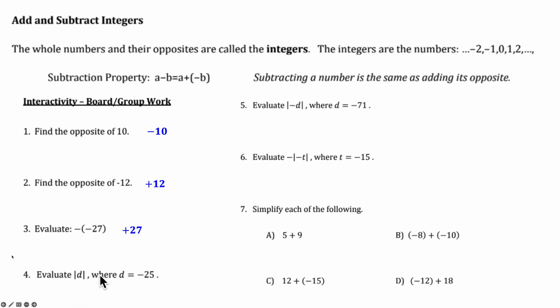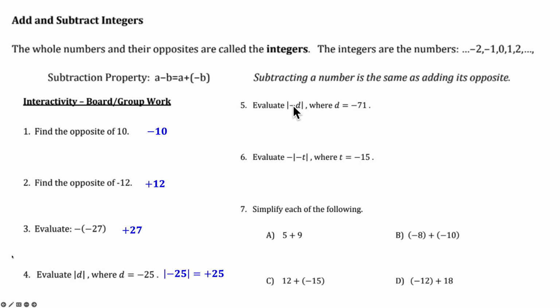Evaluate the absolute value of d, when d is a negative 25. You put the negative 25 inside the absolute value bars. What is the positive distance from 0 to negative 25? It is 25. Always positive. If there's a positive in front of the absolute value bars, your answer is always positive.